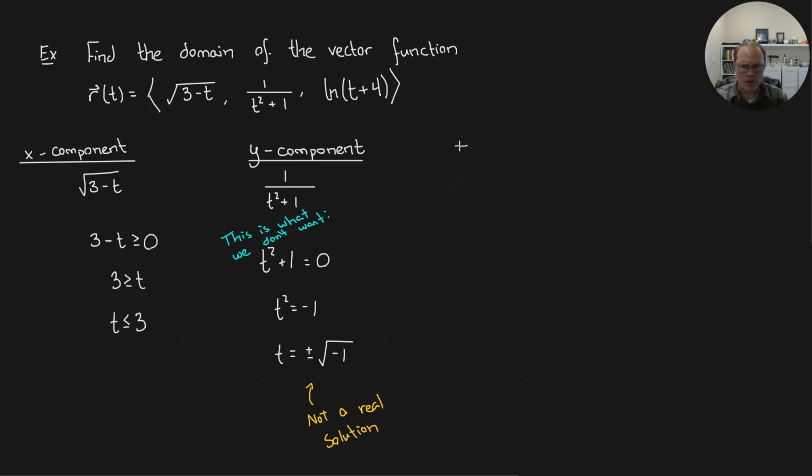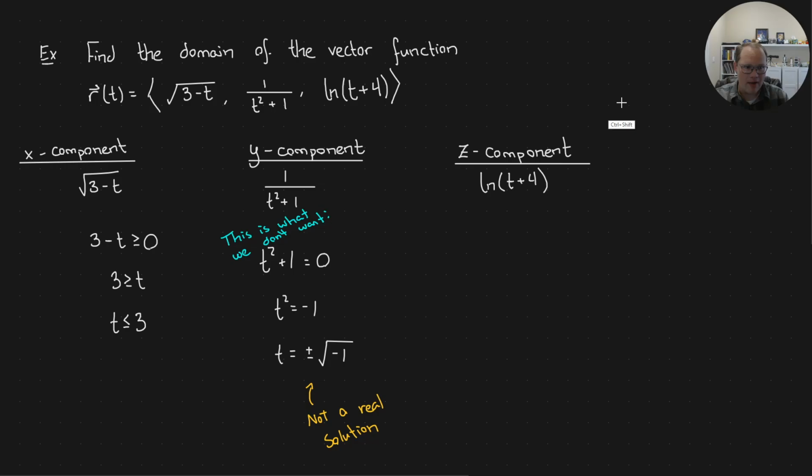One more component to go, the z component. So the z component is natural log of t plus 4. Natural log, that's a little bit of a tricky one, right? We have to jog our memory for that one. Natural log is one of those special functions with a special domain. The rule is we are only allowed to plug in positive values into a natural log.